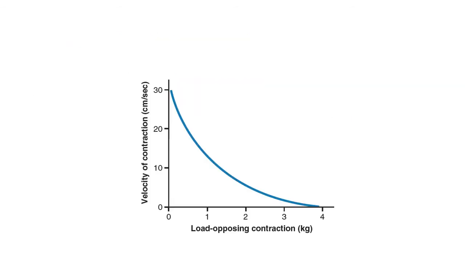Now, this is clear from the diagram. If the load is 0, velocity of contraction will be the maximum. But if the load is increasing, velocity of contraction decreases. And one time will come with this load when there is no velocity of contraction. So the velocity of contraction is always inversely proportionate to the load.